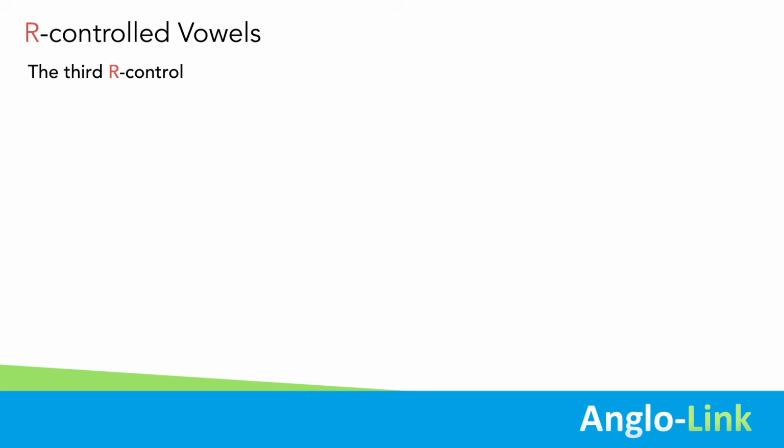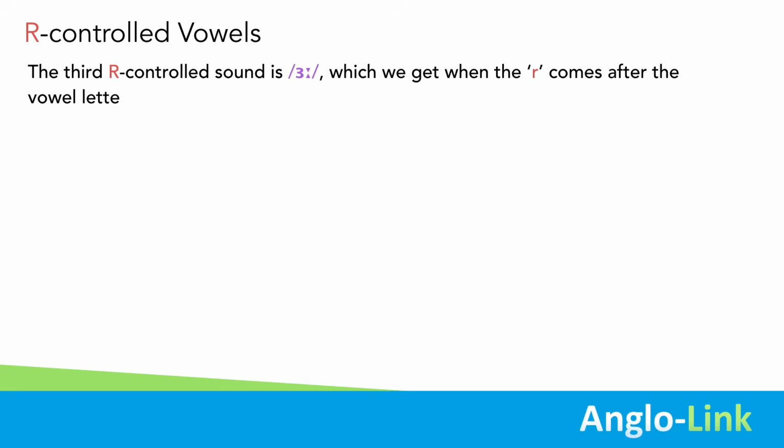The third R-controlled sound is which we get when the R comes after the vowel letters E, I, or U. For example, this is gem. Let's add the R and we get germ.